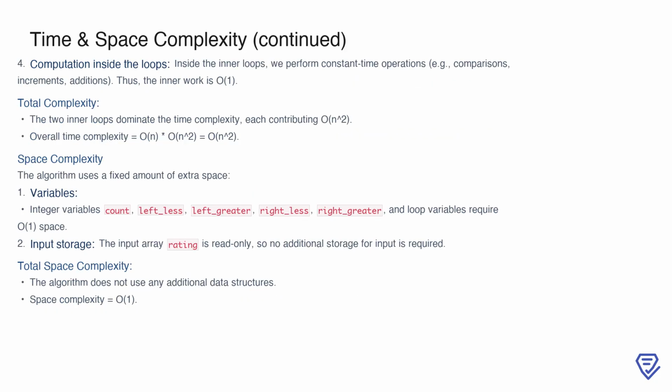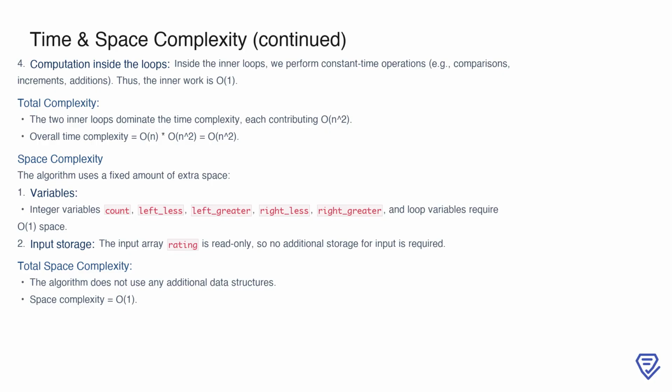Inside these nested loops, the operations performed are simple comparisons and arithmetic computations, like incrementing counters, which each take constant time, or O(1). Since these operations are dominated by the number of iterations in the inner loops, their contribution does not change the overall analysis. Combining the outer loop's n with the n squared contributions from the inner loops, the total time complexity of the algorithm is O(n squared).